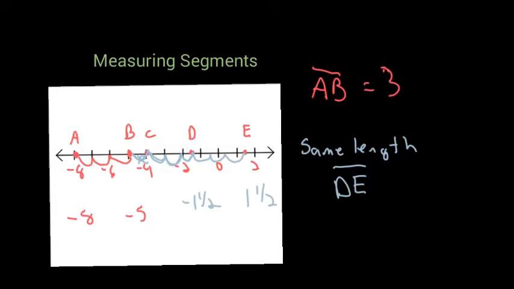And I know I use the term same length, but I was just putting that into layman's terms. The geometry term for those two segments would be congruent. So line segment AB is congruent to line segment DE. That's the congruent symbol and how you would write two line segments being congruent to each other.